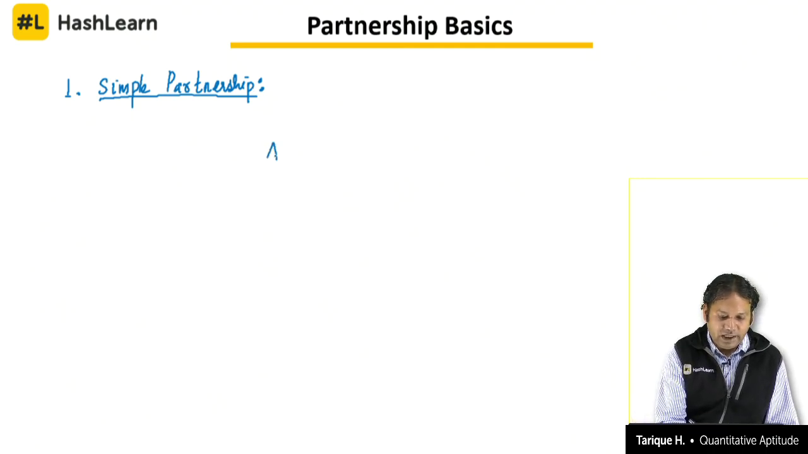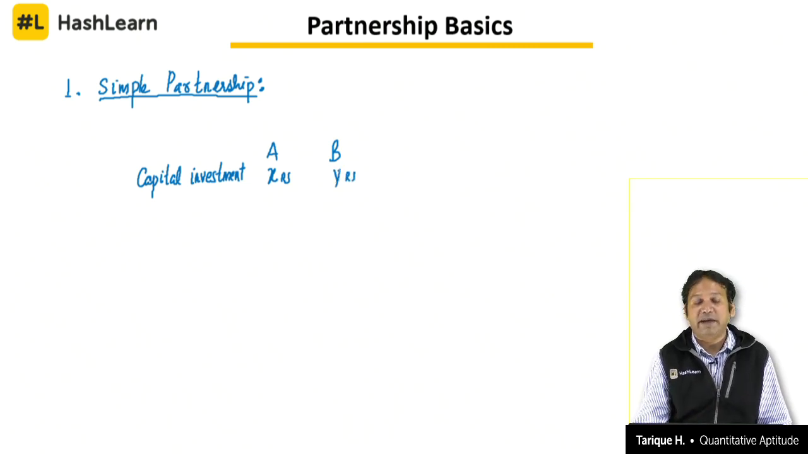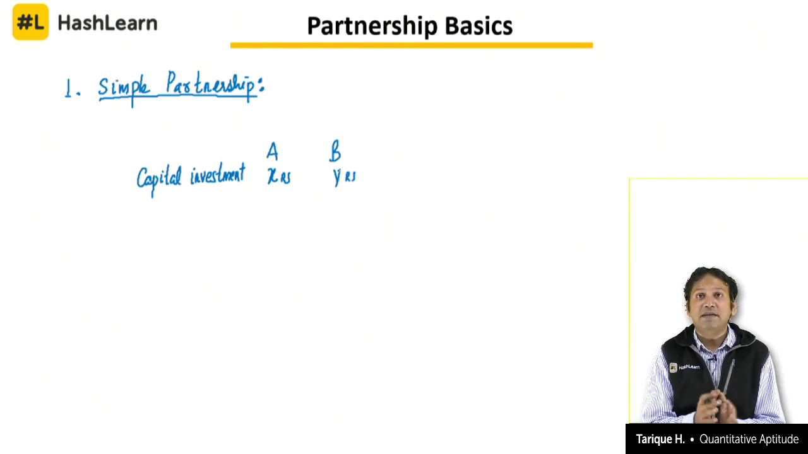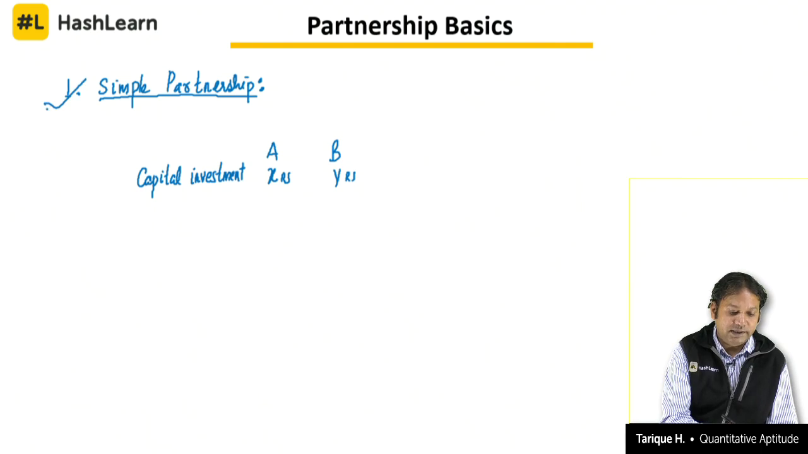Let us say there are two persons, A and B, and let us talk about their capital investment. We use this word capital investment, meaning the money that they have invested in the business. So the capital investment of A is, let us say, X rupees, and B has invested Y rupees. Now they should not take out any money from this capital investment. The capital invested by each partner need not be the same, but the capital remains locked for the period. It remains constant in the case of simple partnership.